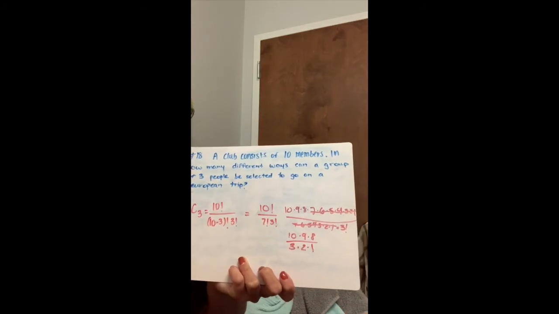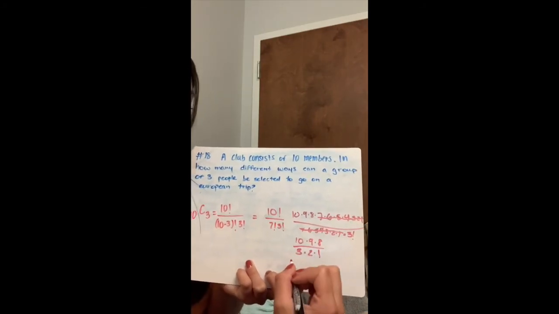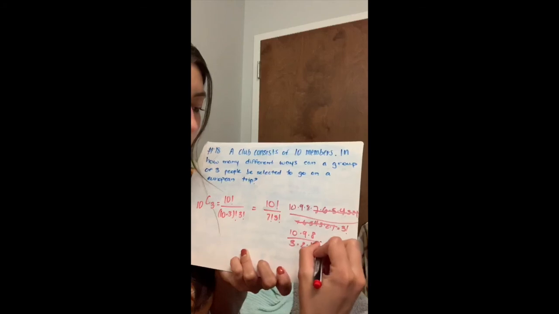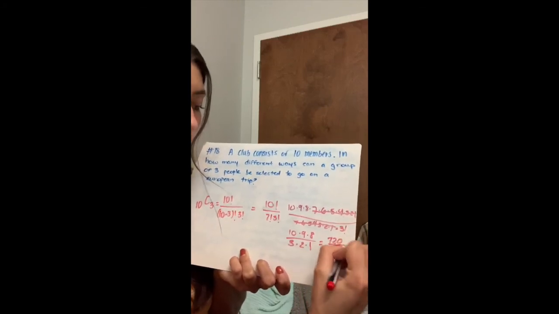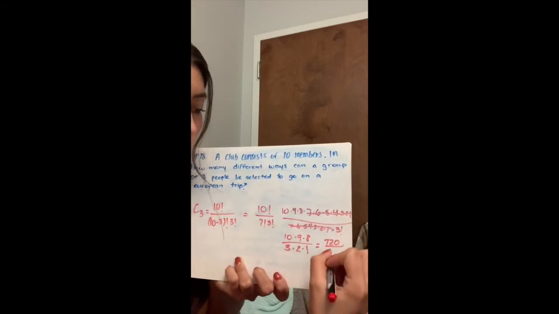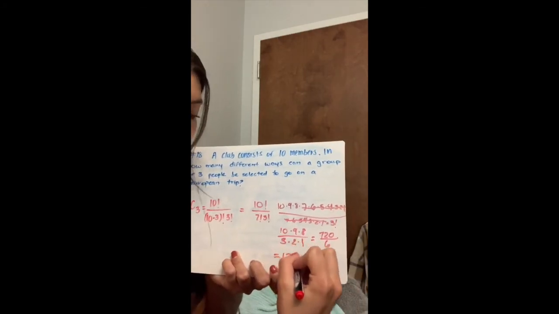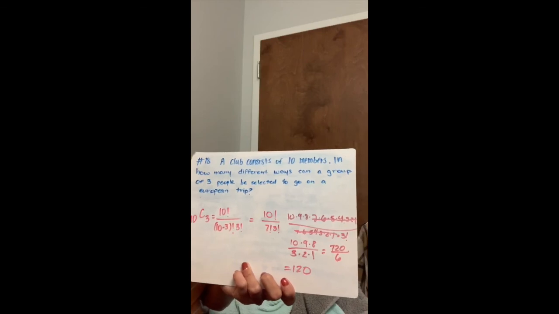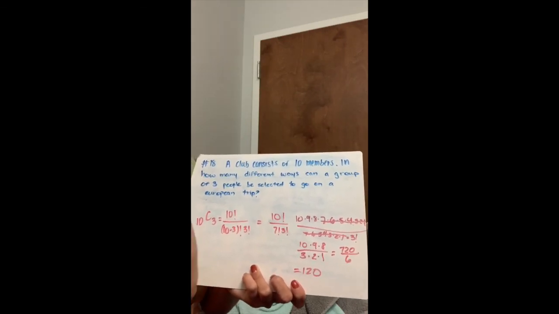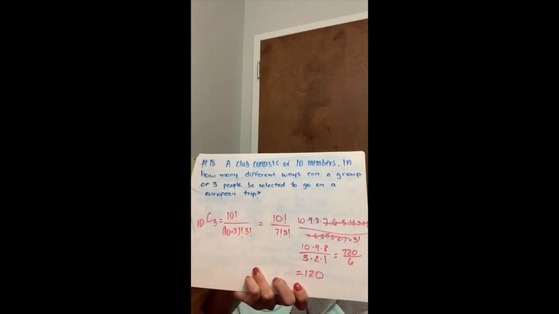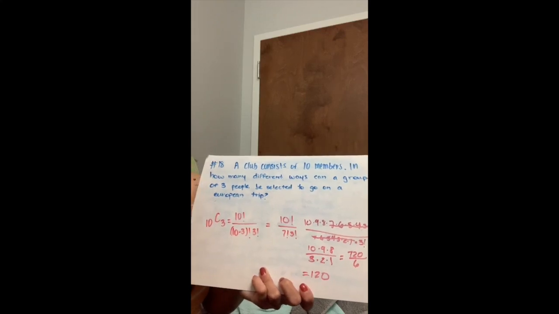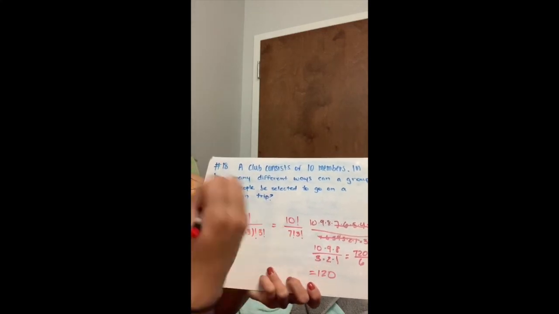And when we multiply these together, for 10 times 9 times 8, you get 720, and 3 times 2 is 6, times 1 is 6, and we divide that to get a total of 120. So there's 120 ways that a group of 3 can be selected to go on the European trip.